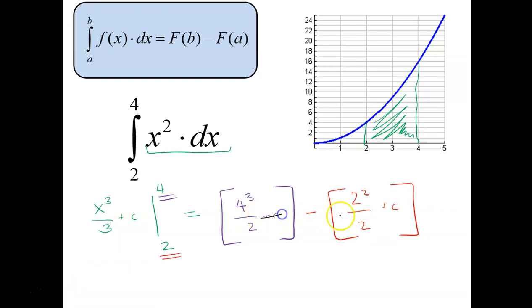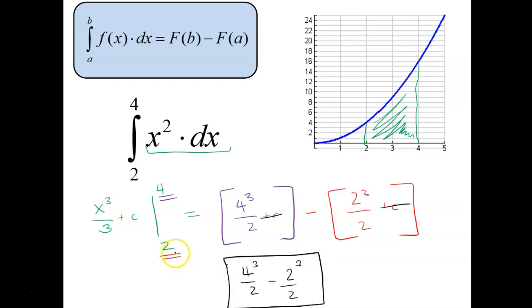Okay, so I know my c's are going to cancel. I have a 4 cubed over 2 minus a 2 cubed over 2. And that is a fine answer. If you want to simplify, you certainly can. So let's see, that would be, what, 64 over 2, so that would be 32. And then minus 4. At least I hope.